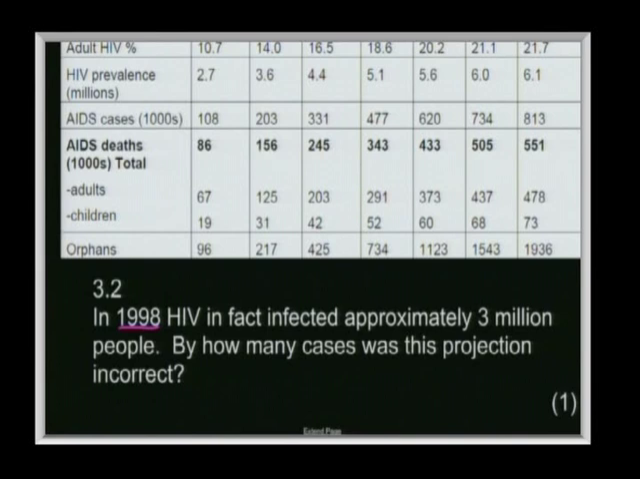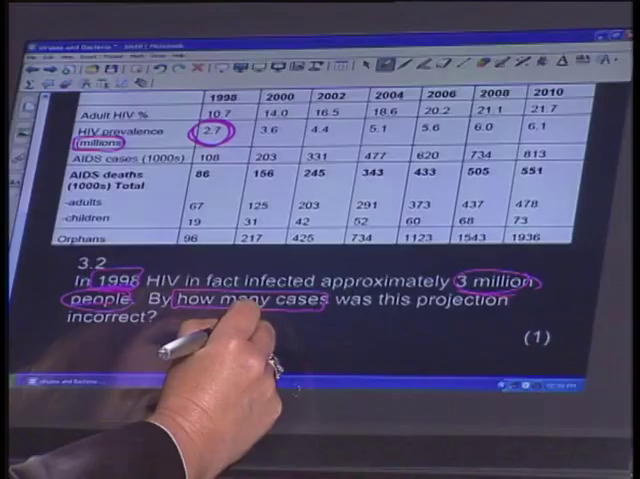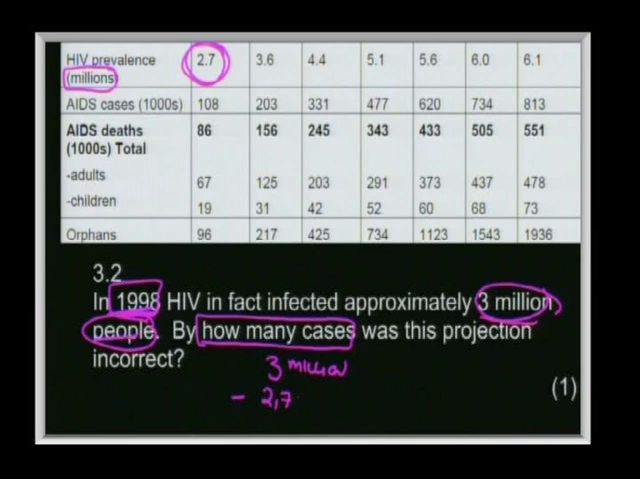The next part of the question, here is our table repeated. In 1998, HIV in fact infected approximately 3 million people. By how many cases was this projection incorrect? In 1998, there is our millions. They projected 2.7 million people. But in fact, it affected 3 million. Thus, we're going to say 3 million minus 2.7 million to get our answer.